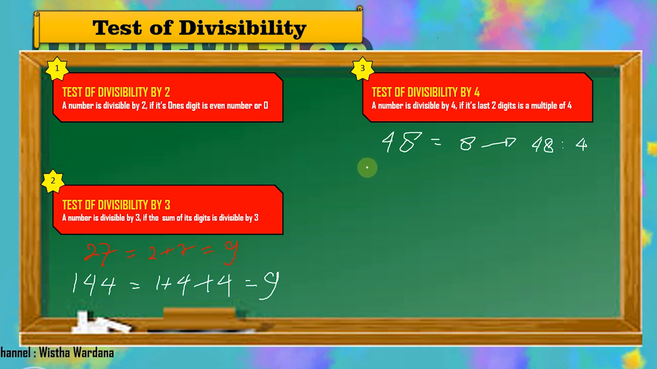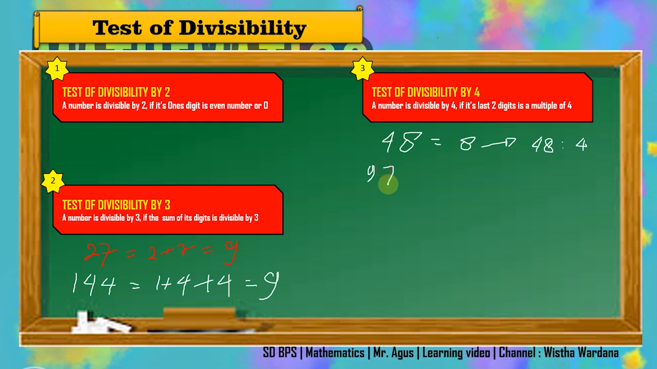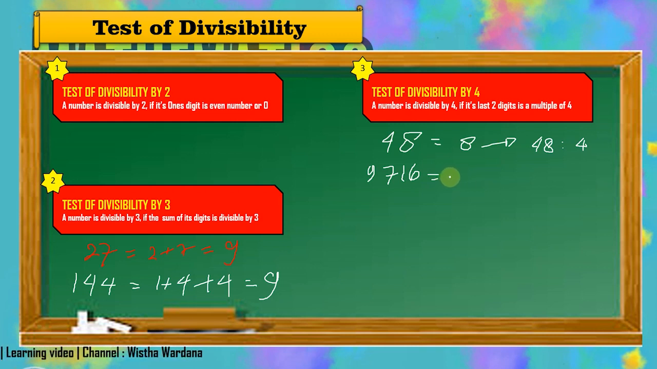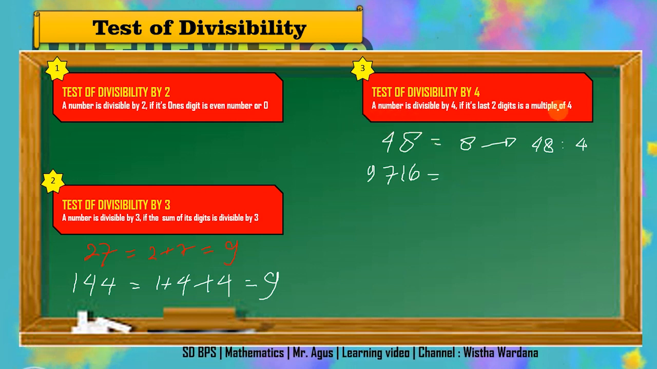The other example, if we choose a 4-digit number, for example 9,716. Is 9,716 divisible by 4 or not? You can check by this information: a number is divisible by 4 if its last 2 digits form a multiple of 4.